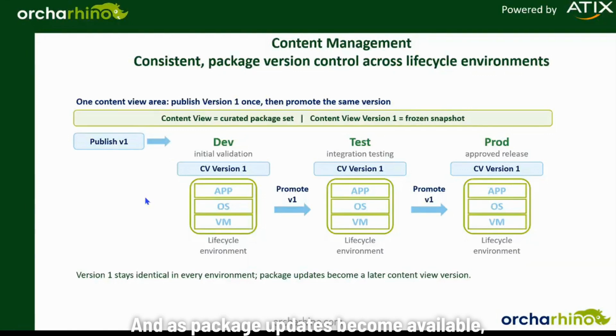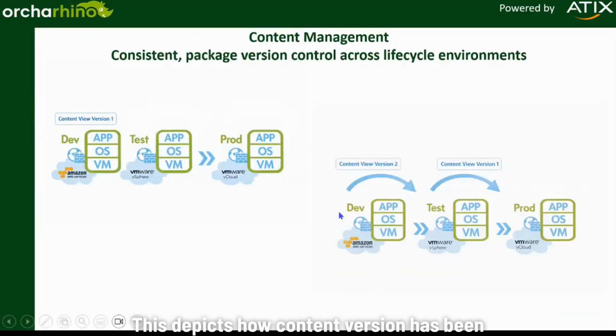And as package updates become available, then a new content view version can be published or created, and that's how new content can then be allowed to be part of those repositories. And those can then be frozen by creating a new content view version 2, such as depicted in the next image. This depicts how the content view version has been moved to the test environment and a new content view version has been created and assigned to development, and so on. Now let's go to the Orcharhino UI so I can show you how to implement this.